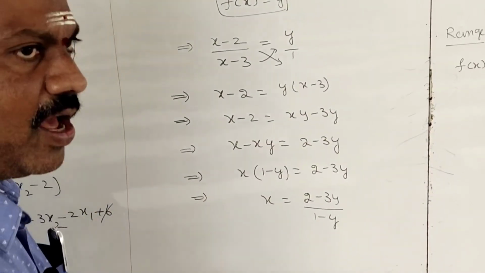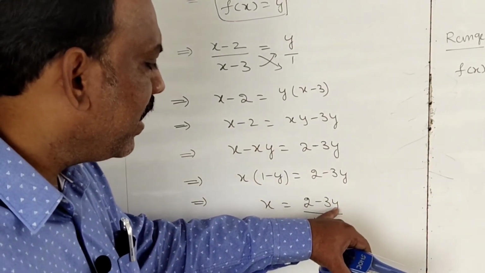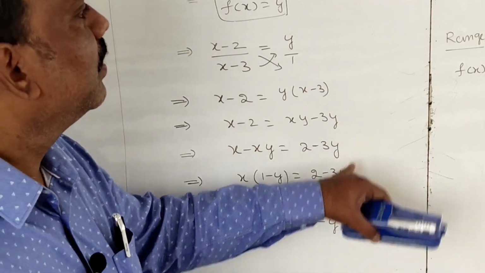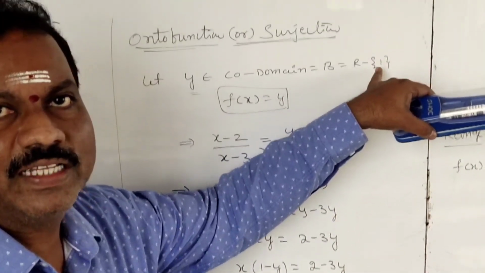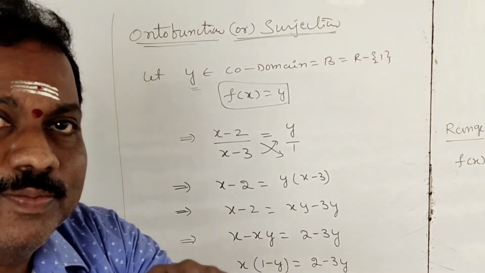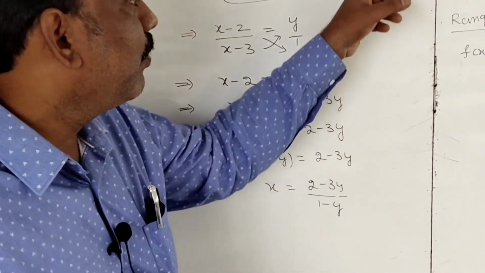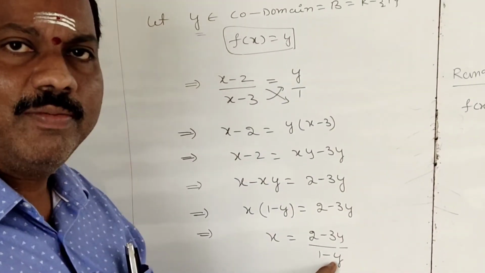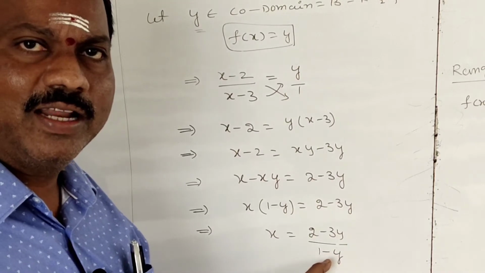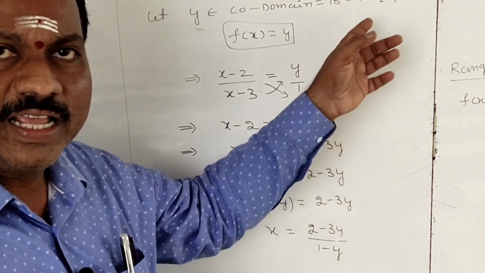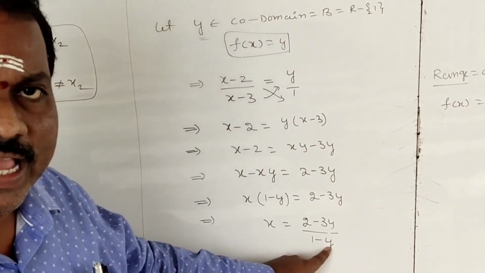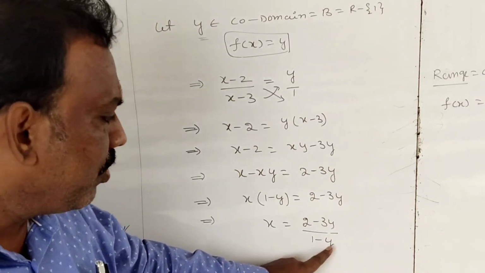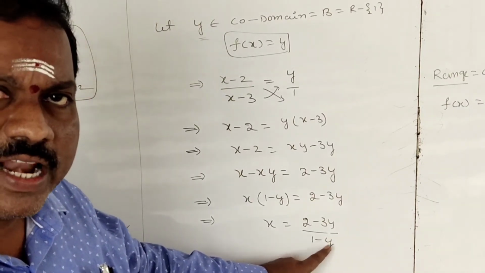That means now you can put any element in y in this codomain, except 1. Why can't we substitute 1? Look here. Suppose you substitute y equal to 1, then 1 minus 1 is 0. The denominator is not defined. That's why they have given except 1 in the y place. You can put any other value, there exists a pre-image.